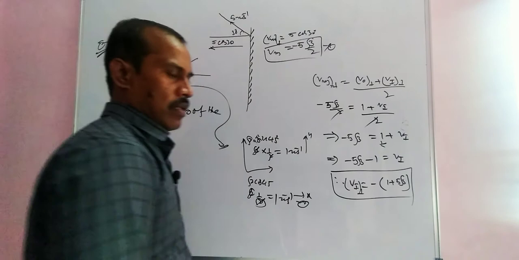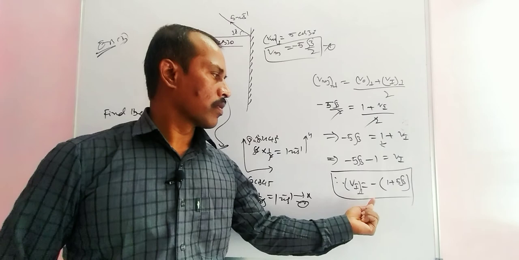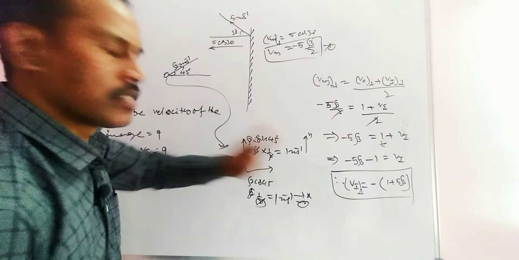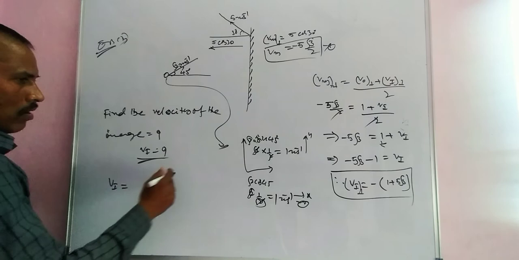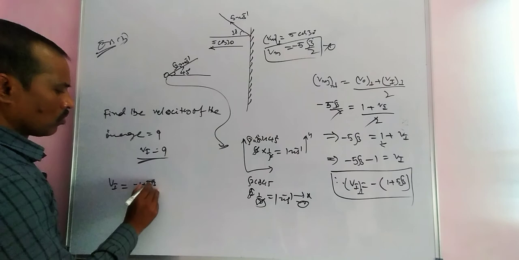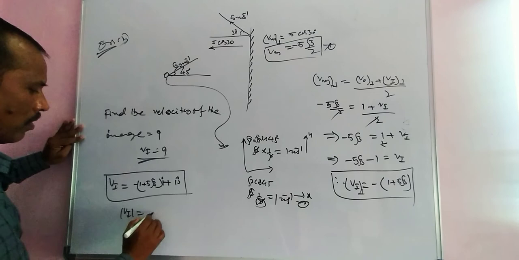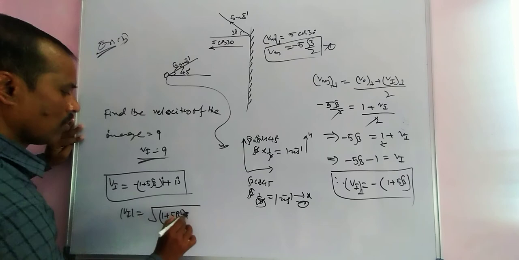The velocity of the image is equal to minus 1 into 1 plus 5 root 3. Here, the vertical direction of the image is 1 meter per second. So the velocity of the image, in the horizontal direction, is minus 1 plus 5 root 3, plus 1j in the vertical direction. So the magnitude is vi equal to under root of (1 plus 5 root 3) whole square plus 1 square. After simplifying, okay, this one.